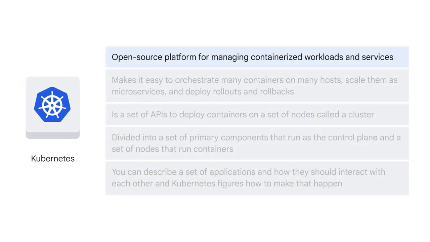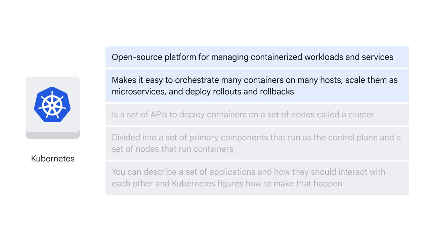Kubernetes is an open-source platform for managing containerized workloads and services. It makes it easy to orchestrate many containers on many hosts, scale them as microservices, and easily deploy rollouts and rollbacks. At the highest level, Kubernetes is a set of APIs that you can use to deploy containers on a set of nodes called a cluster.